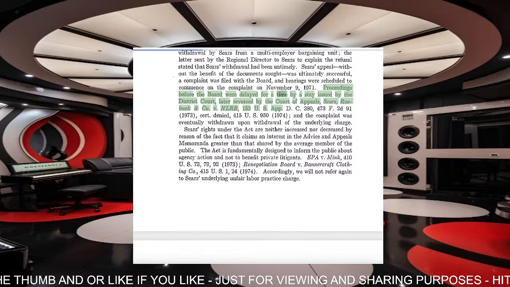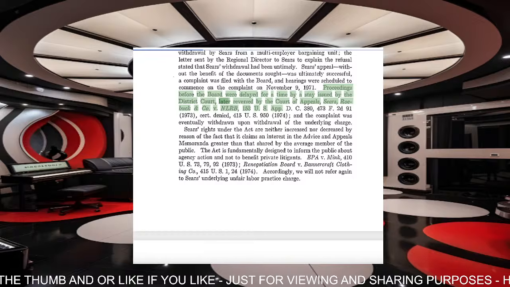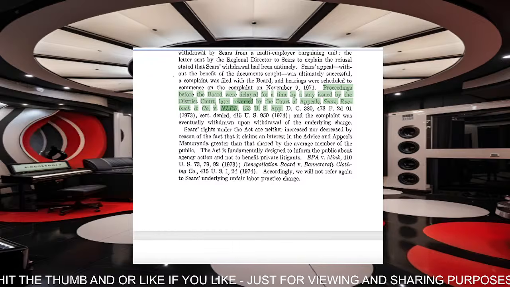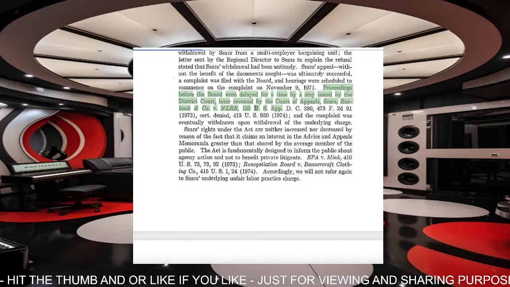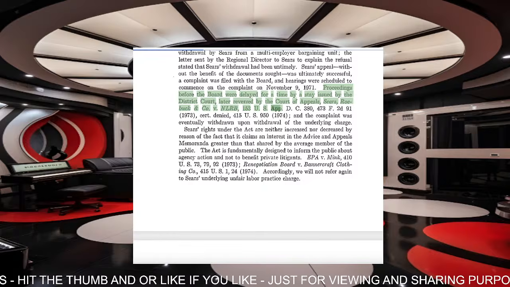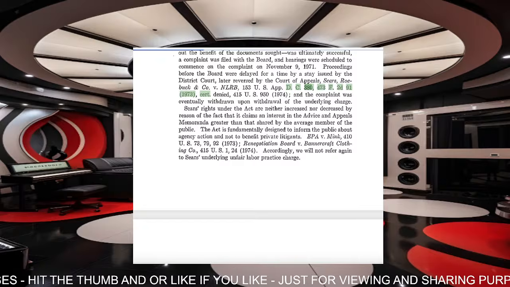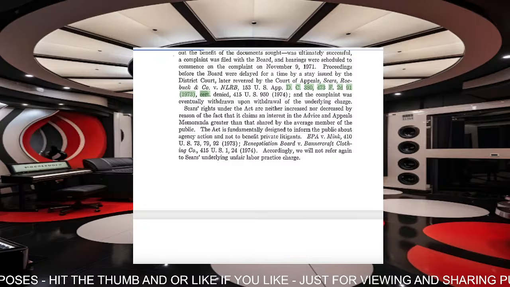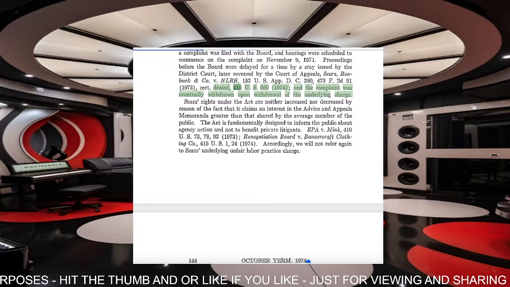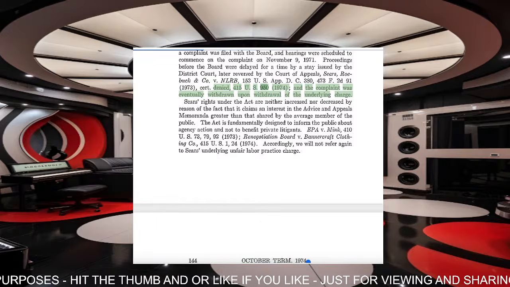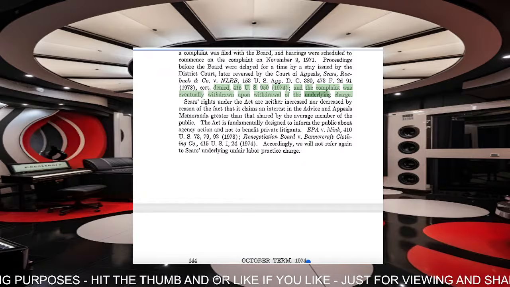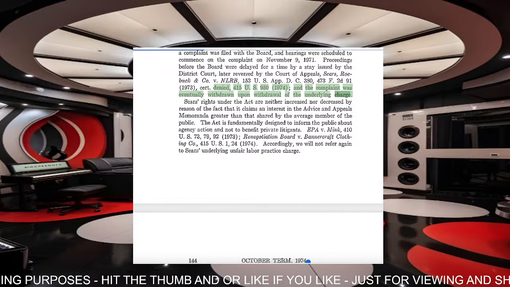Proceedings before the Board were delayed for a time by a stay issued by the District Court, later reversed by the Court of Appeals. Sears, Roebuck & Co. v. NLRB, 153 U.S. App. D.C. 380, 473 F.2d 91, cert. denied, 415 U.S. 950, and the complaint was eventually withdrawn upon withdrawal of the underlying charge.